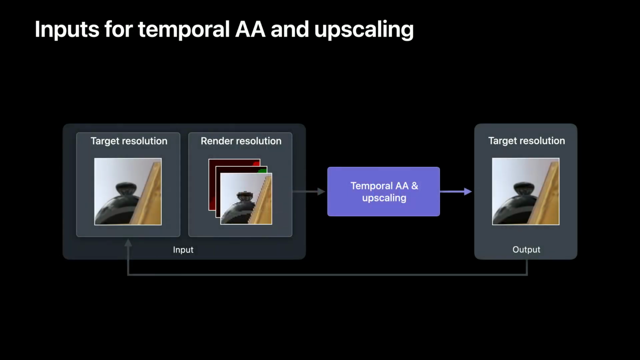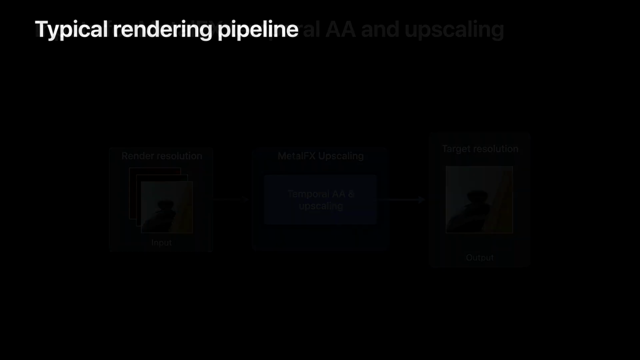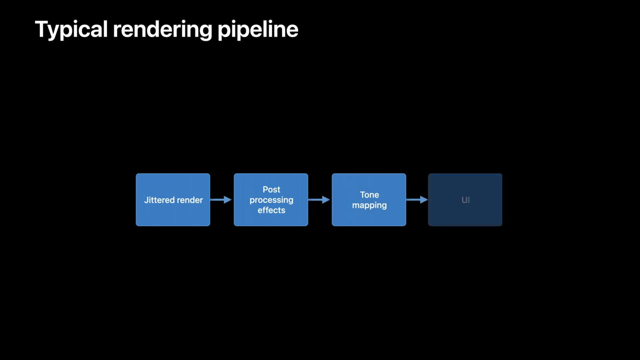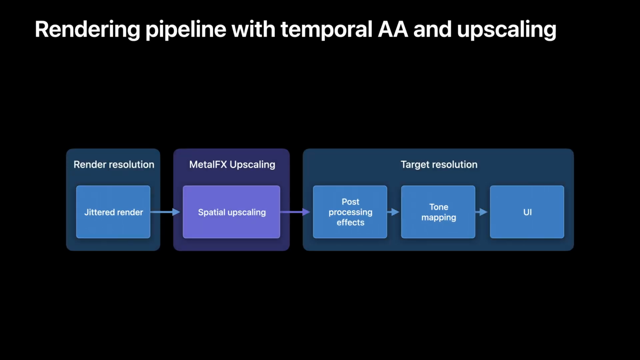MetalFX keeps track of the upscaled output, so you only need to pass the color, motion, and depth from the current rendered frame. Going back to a typical game's rendering pipeline, MetalFX temporal AA and upscaling should run before any post-processing effects, since these effects will interfere with the result of the upscaling.